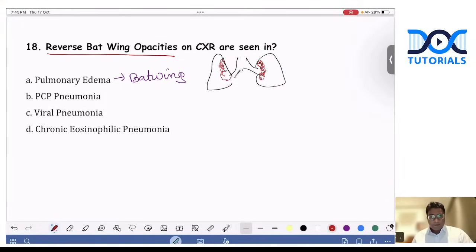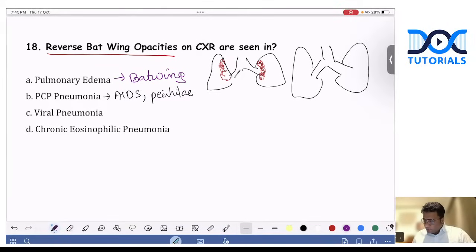This is pulmonary edema. But even PCP in AIDS patients shows perihilar opacities. In a febrile AIDS patient, if you are seeing perihilar opacities, around the hilum you see a lot of infiltrates, think of PCP pneumonia. So these are perihilar lesions.